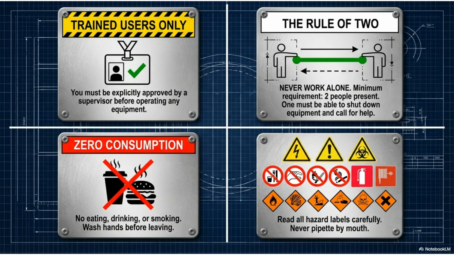Safety rules include: only trained, supervisor-approved users may operate equipment. Always adhere to the rule of 2. Never work alone. Zero consumption is strictly enforced. No eating, drinking, or smoking. Read all hazard labels carefully and never pipette by mouth.